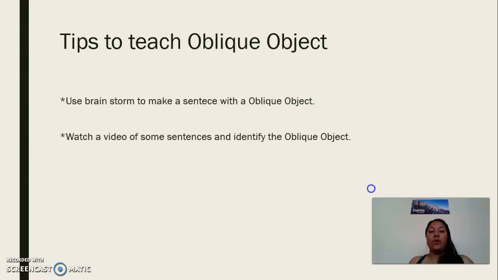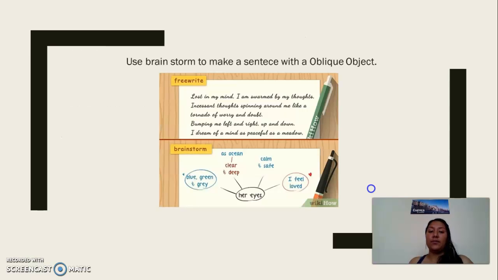Tips to teach the oblique object. Use brainstorming to make a sentence with an oblique object, and watch a video of some sentences and identify the oblique object. Use brainstorming: the student has to use the brainstorm and make a free write. And after that, the student has to identify the oblique object that he or she writes. For example, those in my mind. I am outsmarted by my thoughts. By my thoughts is the oblique object.